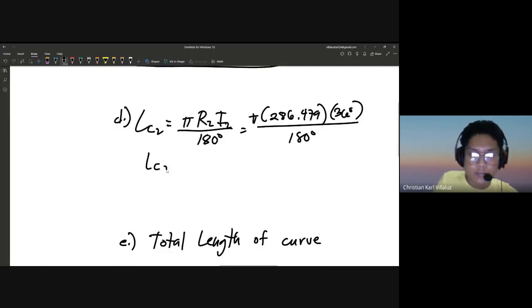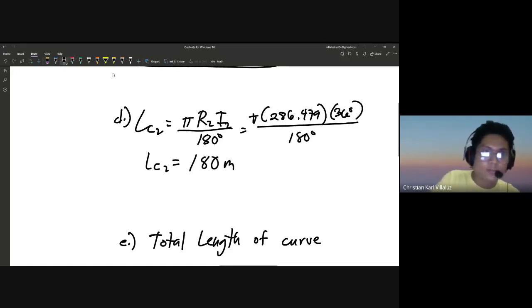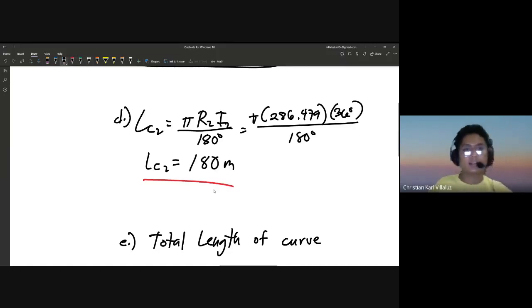So LC2 is 180 meters. Okay, 180 meters. That's the answer for letter D.